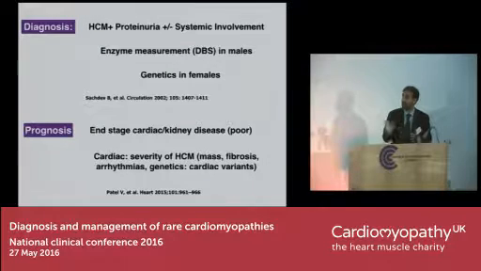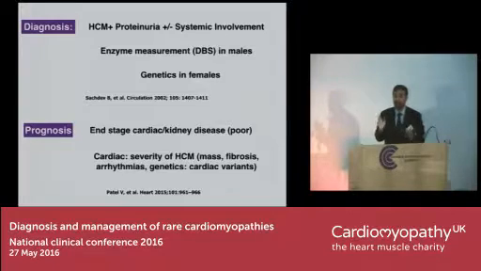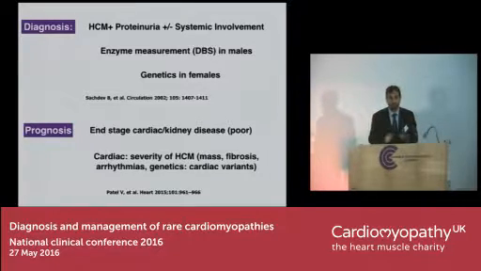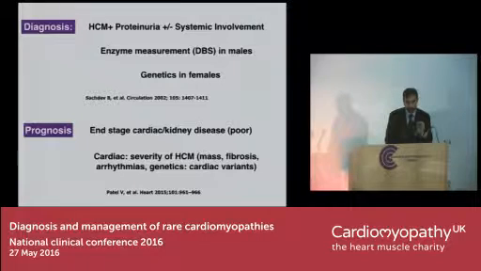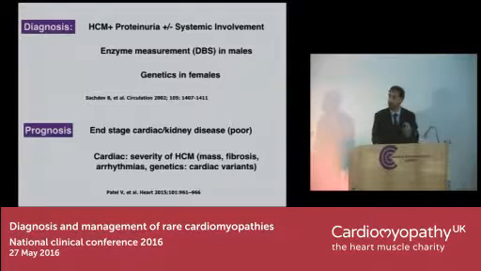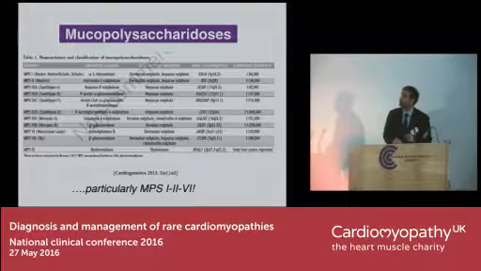While looking at cardiac outcome features, we know that the severity of hypertrophic cardiomyopathy is an important determinant of the outcome, and we need to look at the mass, left ventricular mass, the extension of fibrosis, the presence of arrhythmias, and also there are data coming from the London group that some cardiac variants can be related to a more progressive phenotype.